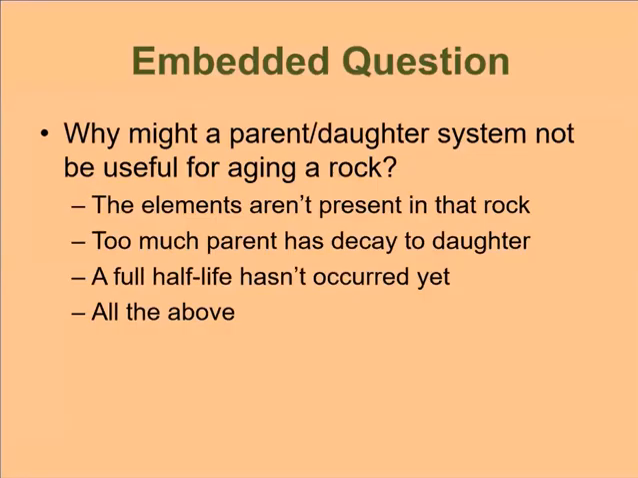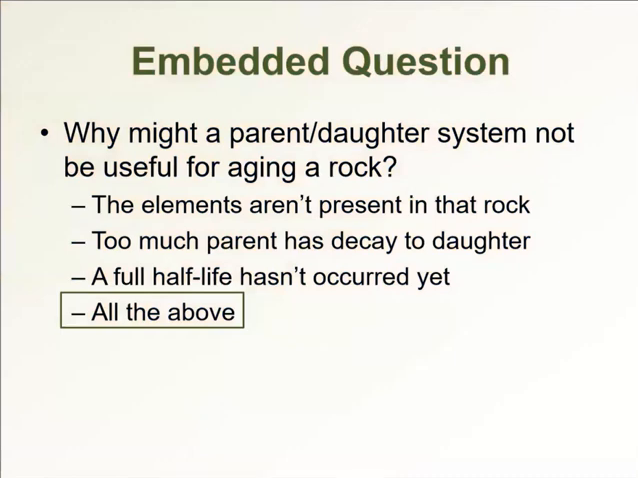All right. So why might a parent-daughter system not be useful for aging a rock? The elements aren't present in that rock. Too much parent has decayed to daughter. A full half-life hasn't occurred, or all of the above. Yeah, so all of the above.